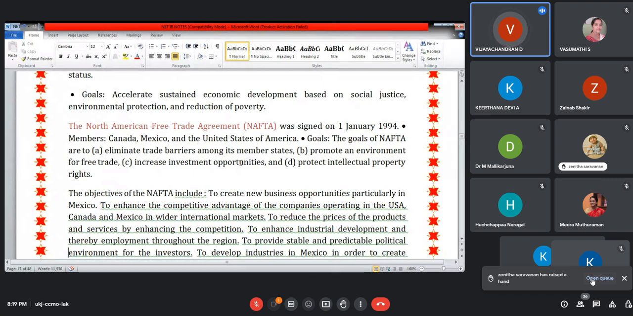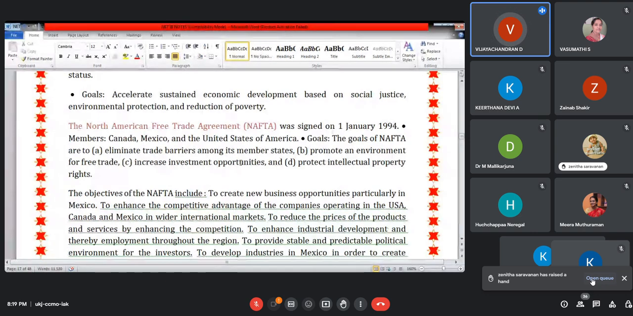So the member countries are Canada, Mexico, and the United States of America, USA. NAFTA, the North American Free Trade Agreement. What are its goals? I told you: economic development, environmental protection, and also eliminating the trade barriers. So these are the common objectives. Okay, what is the objective of the trading blocks?